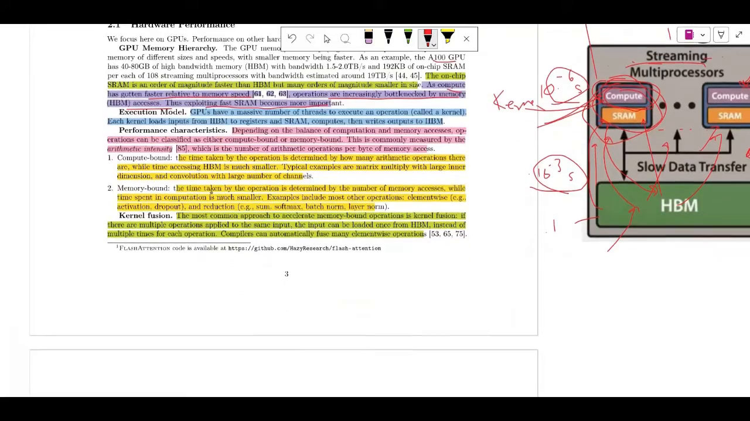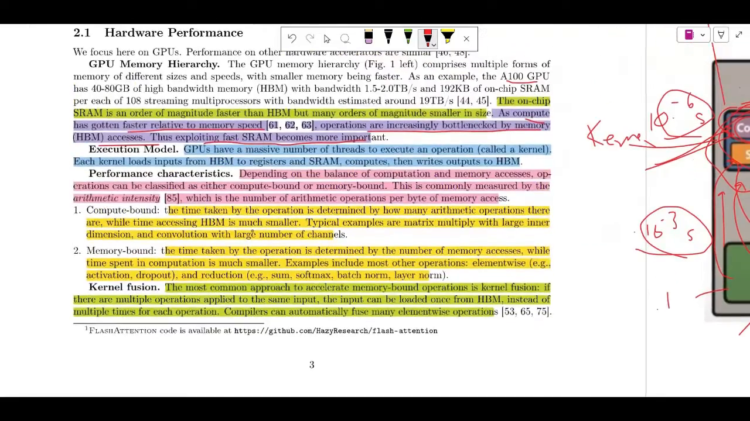So next, operations can be of two types, depending on the balance of computation or the memory access they need. They can either be compute bound or memory bound. This is measured by arithmetic intensity, which is the number of arithmetic operations per memory byte accessed. But let's just think of it like, is your approach spending more time on computation, or is it spending more time on memory accesses?